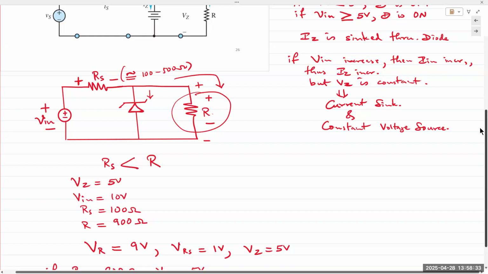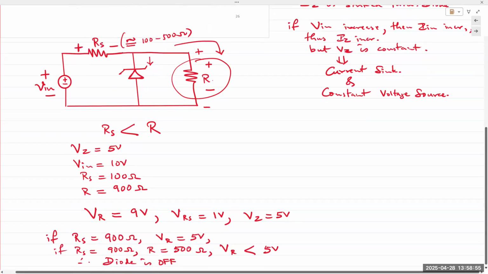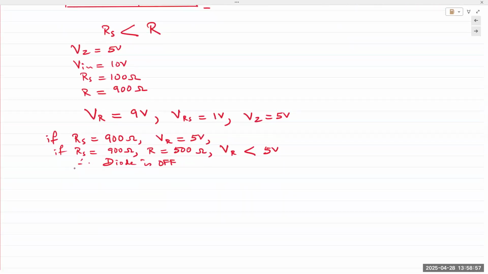There is the other possibility where the RS value is too small, so the current coming from the supply is too large. If the current from the supply is too large, the Zener current will increase. And because the Zener current increases, there's an upper limit governed by the power rating of the Zener diode. We'll talk about that in the next class. So, PZ power rating, max, or IZ max.